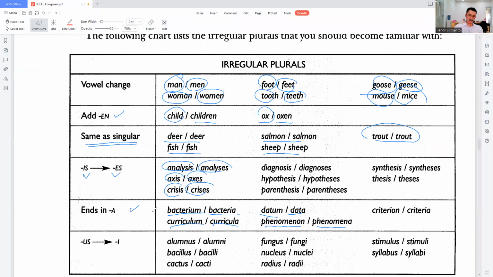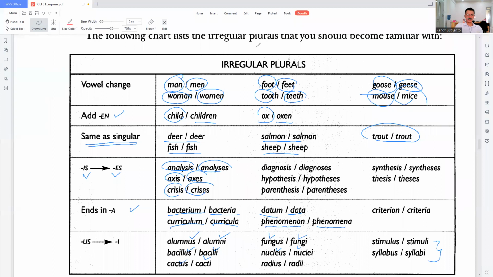And nouns that end with -us become -i. Alumnus, alumni. Bacillus, bacilli. Cactus, cacti. Fungus, fungi. Nucleus, nuclei. Radius, radii. Stimulus, stimuli. Syllabus, syllabi. Okay.